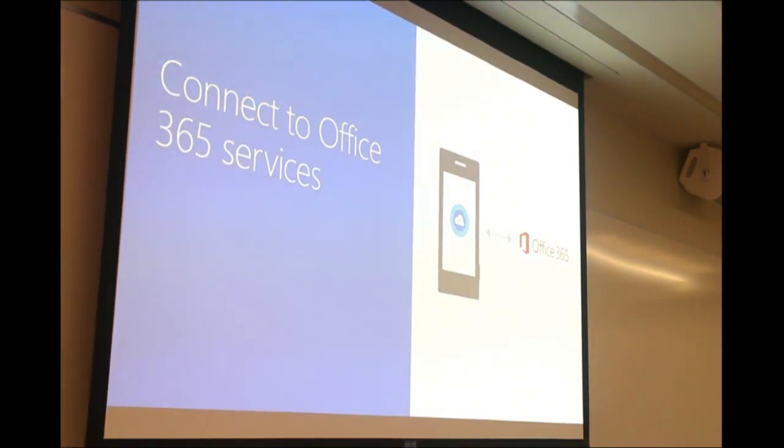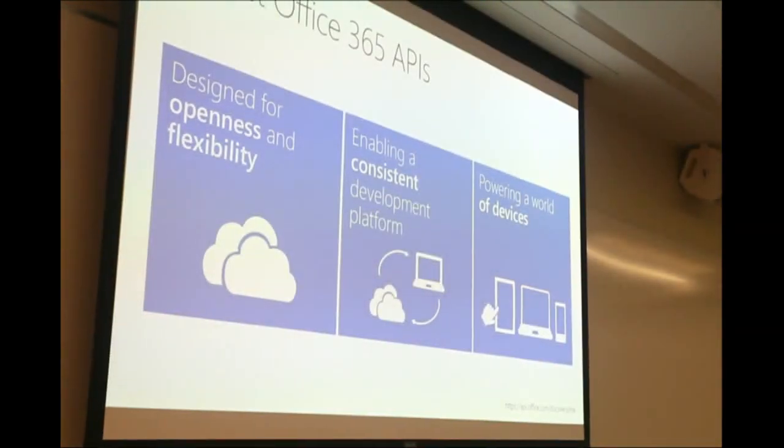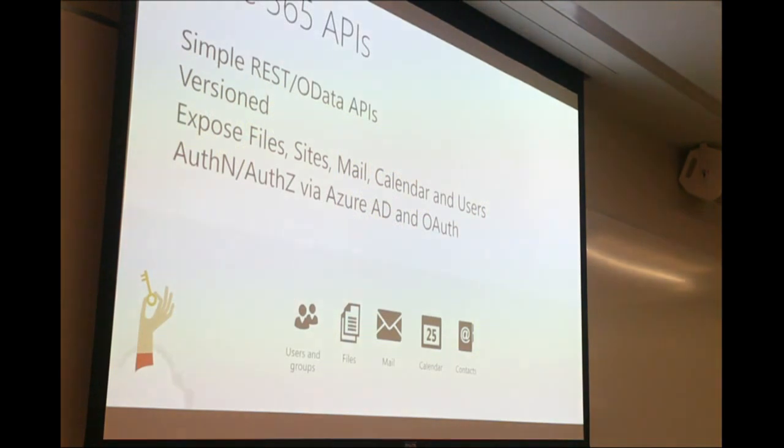This is my first slide on Office 365 APIs. This is my second one. They're designed for openness, and our REST APIs use standard protocols. If you can call the Flickr API, you can call one API, you can call them all. What you probably really care about is what you can access with the APIs.